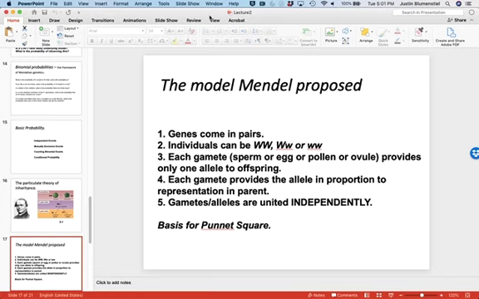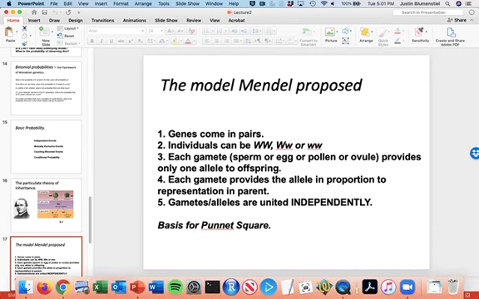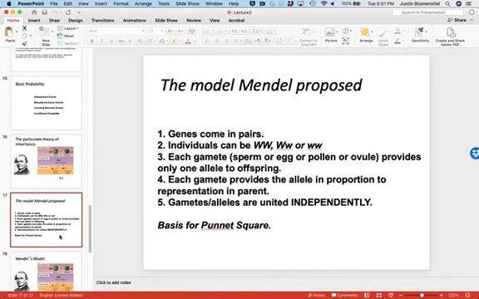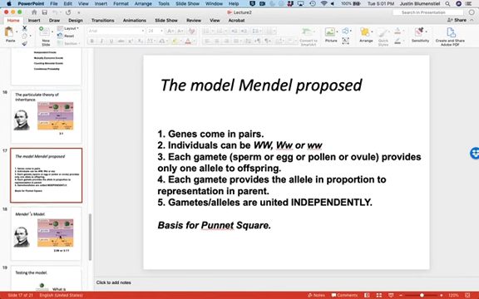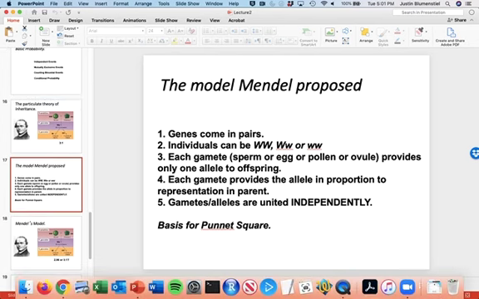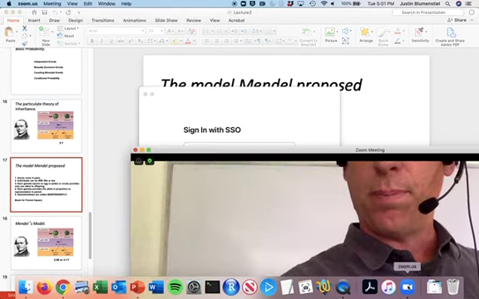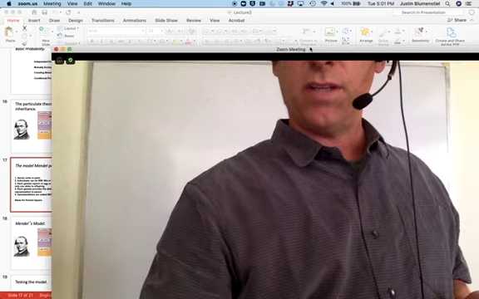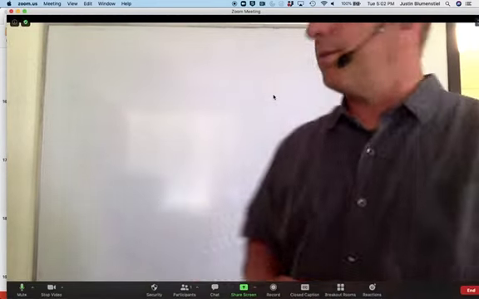And then number 5, gametes and alleles are united independently. Oh, independently, huh? Okay, this is actually going to be going back a little bit to thinking again about independent probabilities. And this is what is called the basis of the Punnett square. I'm going to skip ahead for a second just to make sure that we're good. Okay. So the basis of the Punnett square, and by Punnett square, you know, you've seen this a million times. Maybe not a million, but you've seen this before.